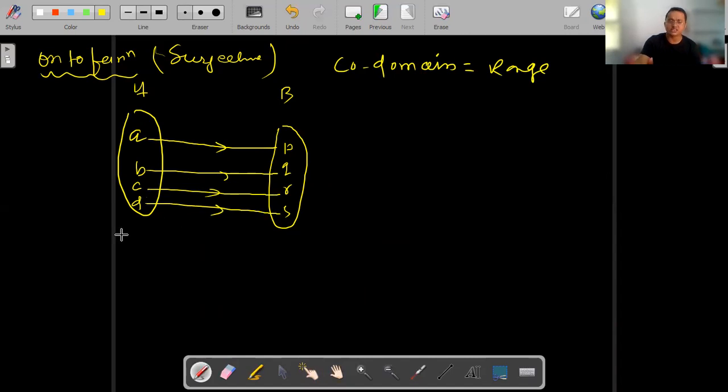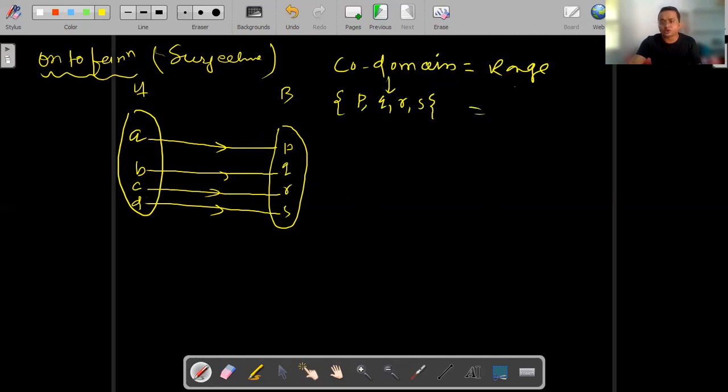Now you see, the set of elements of A is what? Domain. The set of elements of B is what? Codomain. What is range? All the elements of set B which are mapped, that is the range. So you can see very clearly that the codomain is P, Q, R, and S. Right? Codomain is P, Q, R, S.